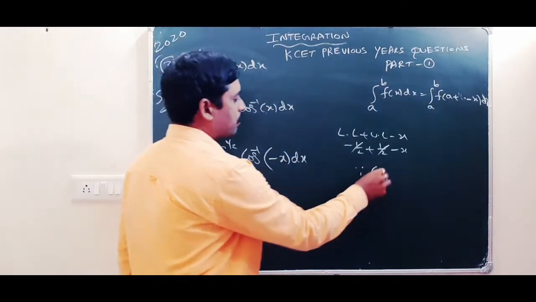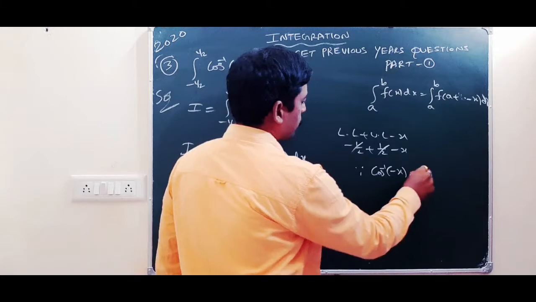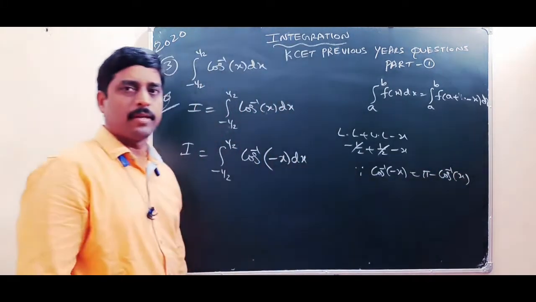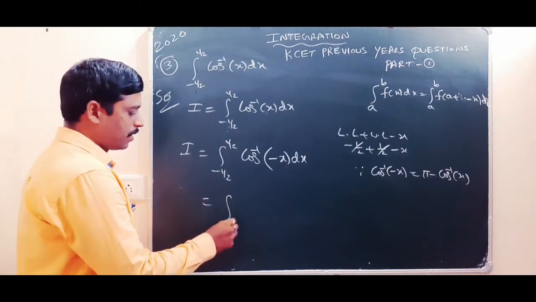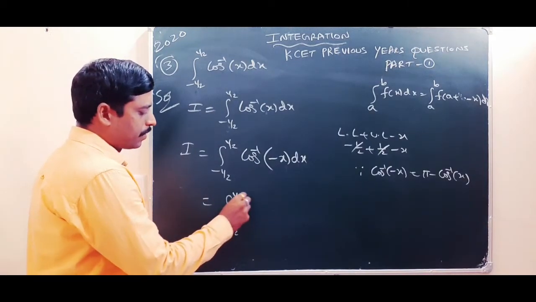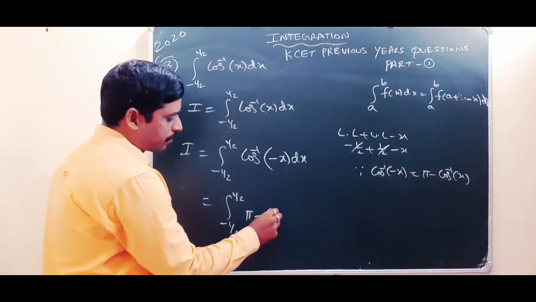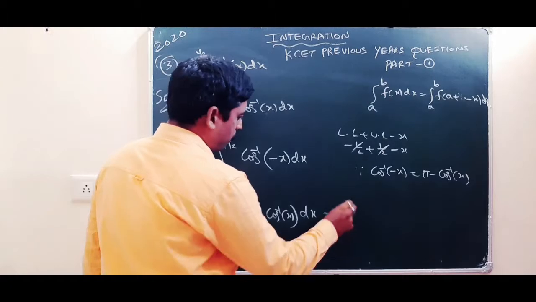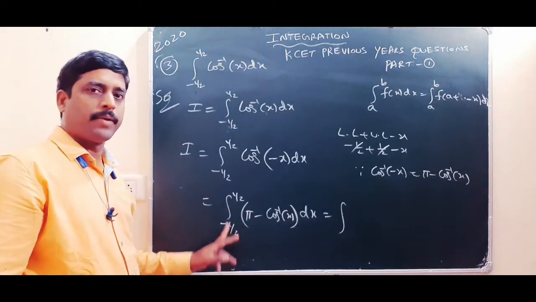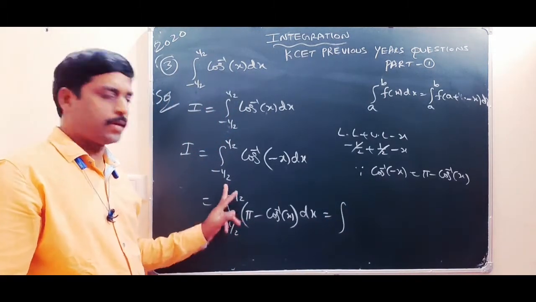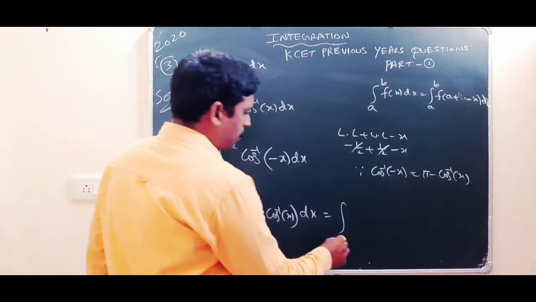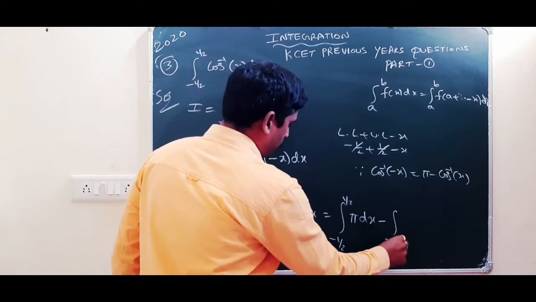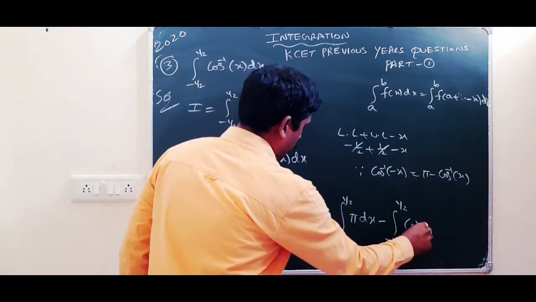We have cos inverse of minus x is equal to pi minus cos inverse x. So the integral from minus 1 by 2 to plus 1 by 2 will be pi minus cos inverse x dx. Now we should apply the integral from minus 1 by 2 to plus 1 by 2 to each function. So minus 1 by 2 to plus 1 by 2 pi dx, minus the integral from minus 1 by 2 to plus 1 by 2 of cos inverse x.